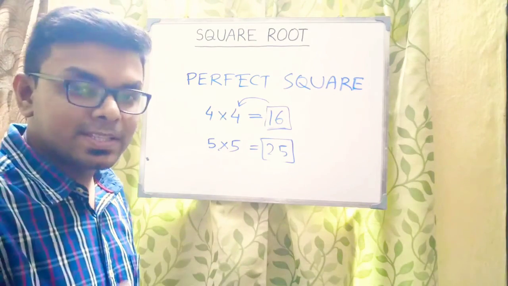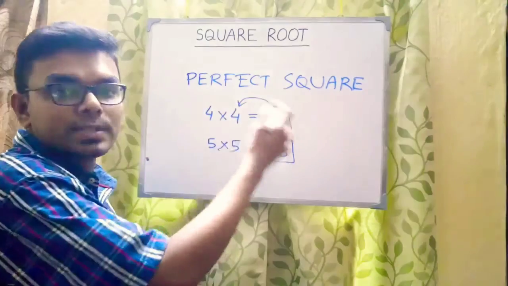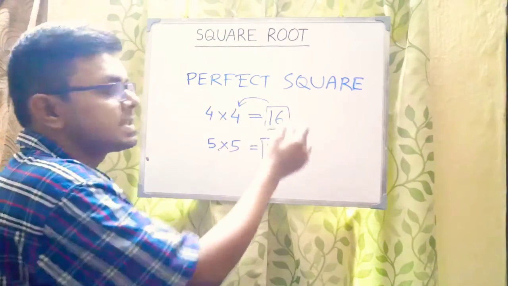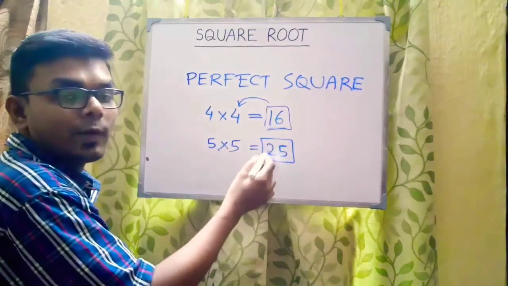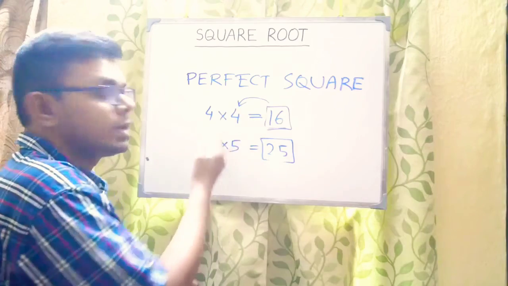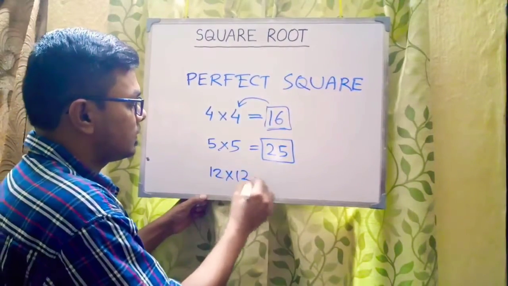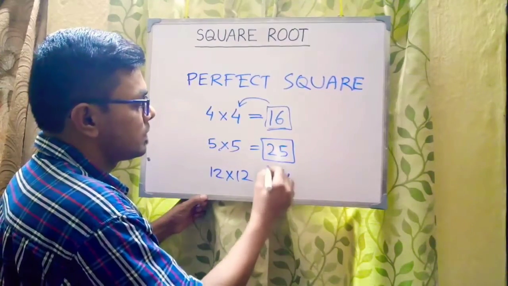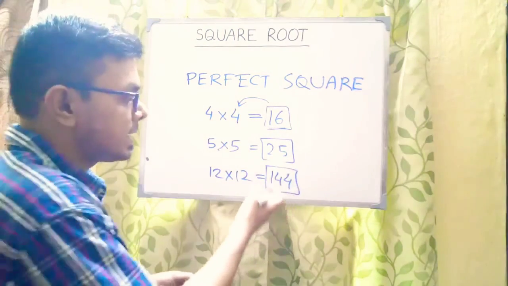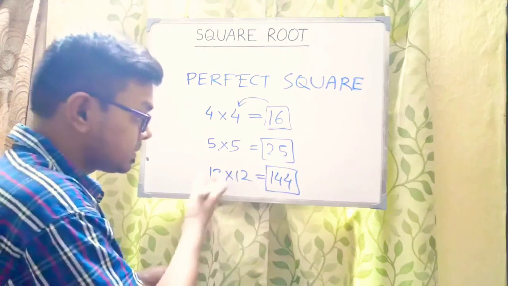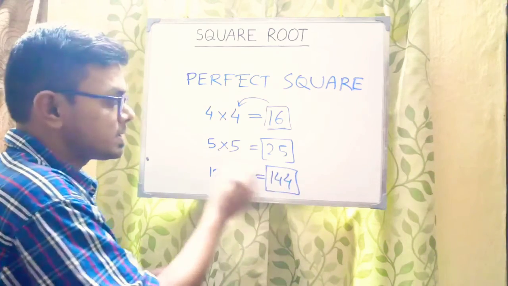Trying to remember these definitions might be a bit difficult, so it's better you understand these concepts through examples. Like 16 is a perfect square, so the square root of 16 is 4. 25 is a perfect square, so the square root of 25 is 5. Let's take another example. Say 12 times 12 equals 144. Using the same concept, we can say that 144 is a perfect square because it is obtained by multiplying 12 with itself. So the square root of 144 is 12.